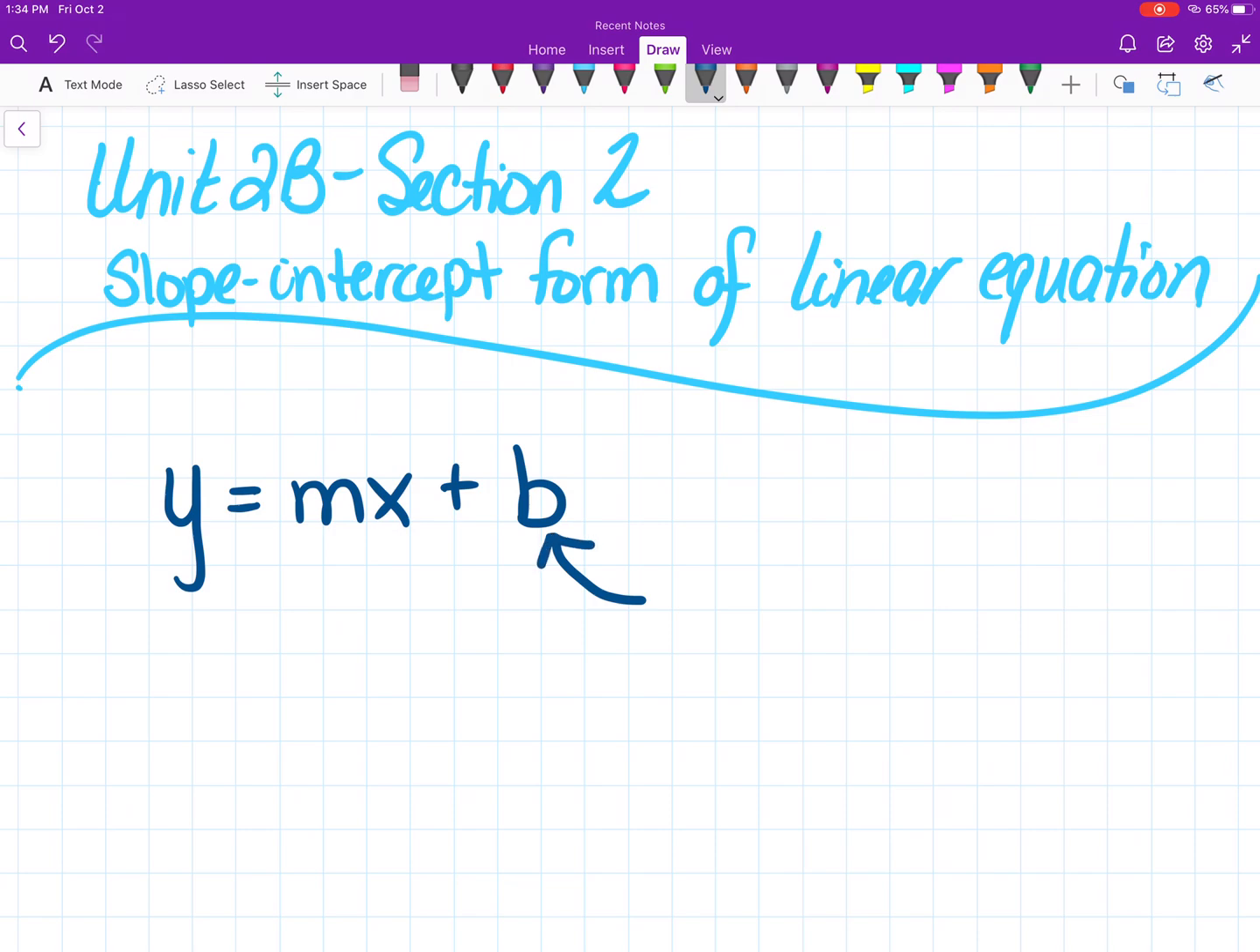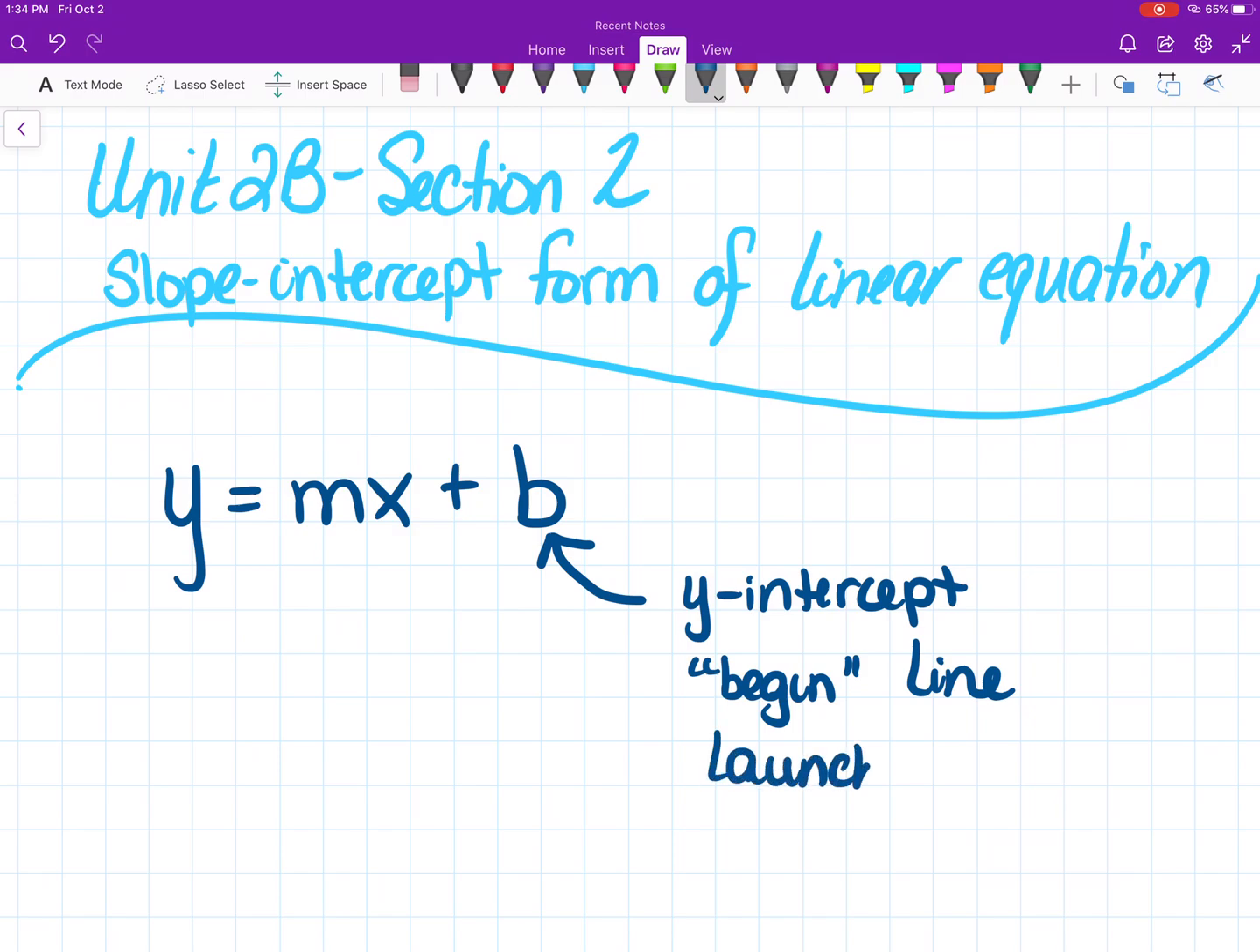Remember, the b, for whatever reason, stands for the y-intercept. We like to say that's where we begin. That's the b. I don't think that's the real reason. That's where we begin our line. Miss Sally likes to call this our launch point. This is where we launch our drawings from. If we are graphing just an ordered pair, we launch from (0, 0). But when we're graphing a line, we launch from the b, or the y-intercept.